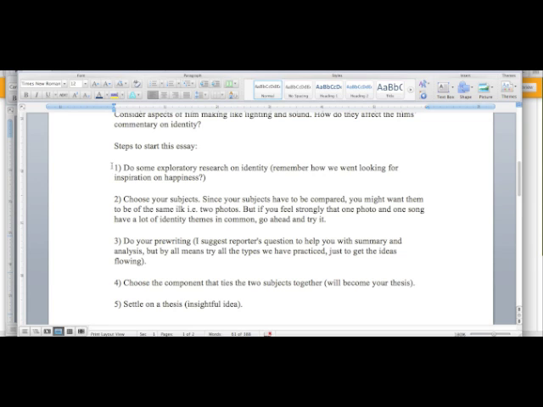As we talked about in the first week, you have to do some exploratory research on identity. You have to know what identity means. You have to know what the different aspects of identity are. You need to look for what language people are using when they're talking about identity and what parts of identity.